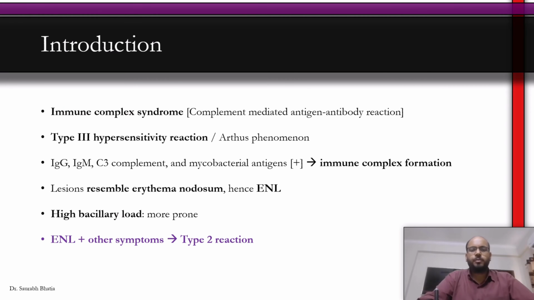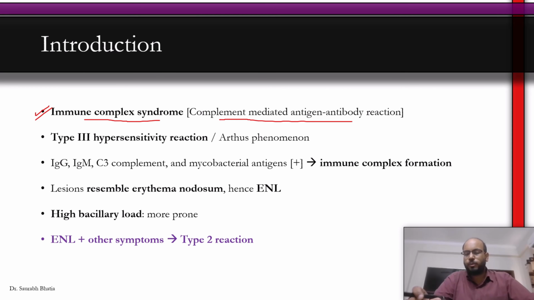So let's brush up on what we understand by ENL. We know that it's an immune complex mediated syndrome. Now remember that there are multiple theories about the pathomechanism of ENL, and the most prevalent, most common, most researched one is that it's because of an immune complex deposition mediated inflammation. And what are those immune complexes? These are antigen and antibody complexes, antibodies made by the host, antigens from the M. leprae bacilli. So this is an immune complex syndrome, and there's also an increased activation of the complement system.